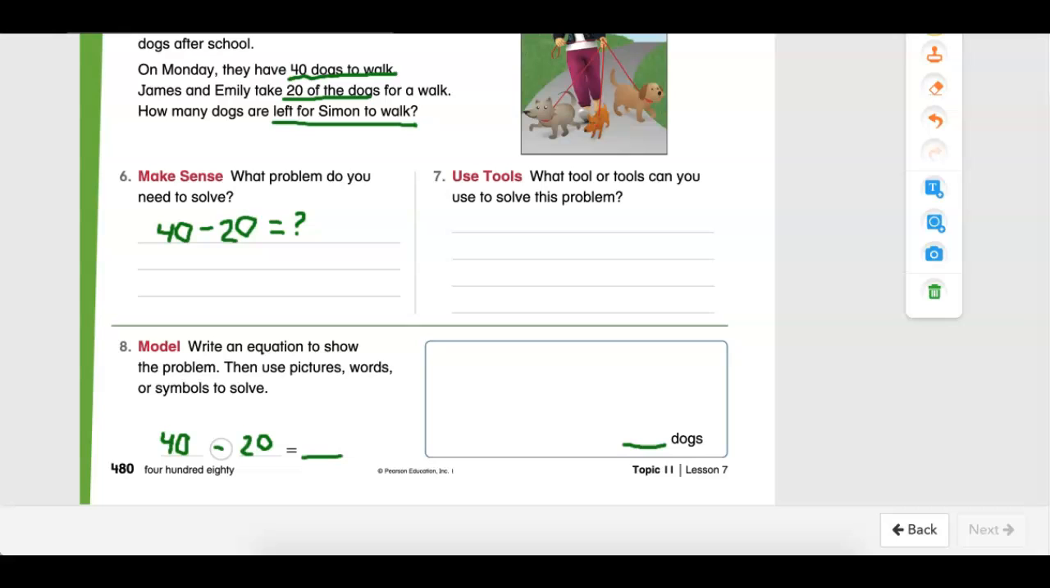Once you have finished answering all of your questions, you will be all done with this math activity. This is our last lesson that we will be completing in topic 11 and also for the rest of the school year. We will check your answers during our math intervention time. If you have any questions before then, please let me know, and I will see you soon.